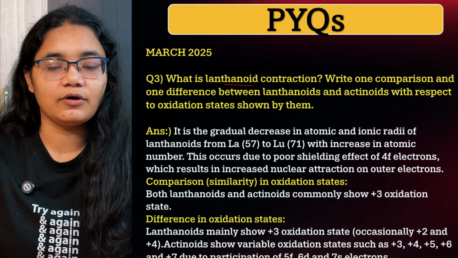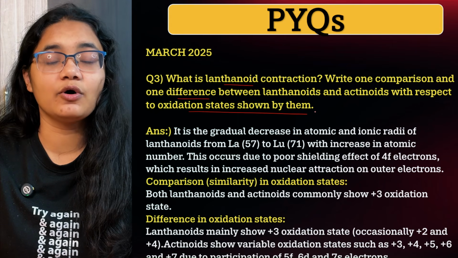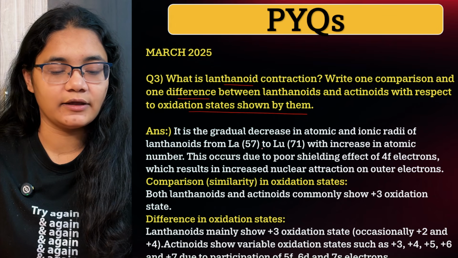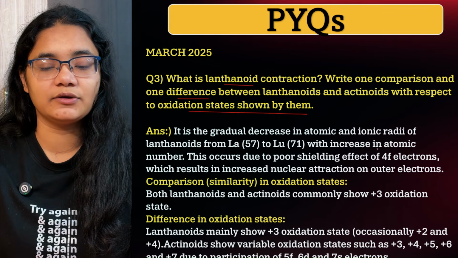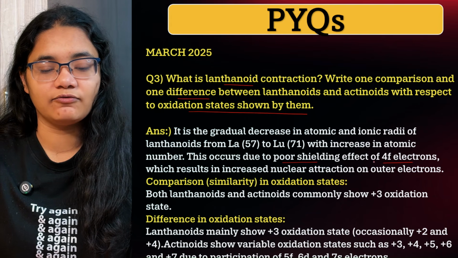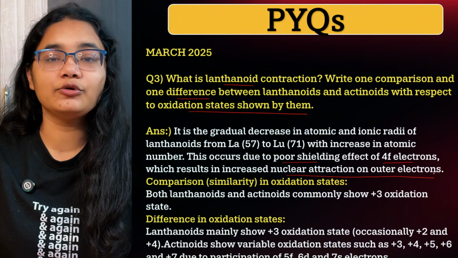Next, what is lanthanide contraction? Write one comparison and one difference between lanthanoids and actinoids with respect to the oxidation states shown by them. So it is a gradual decrease in the atomic and ionic radii of lanthanoids from lanthanum to lutetium with the increase in atomic number. This occurs due to the poor shielding effect of 4f electrons, which results in the increased nuclear attraction on the outer electrons.